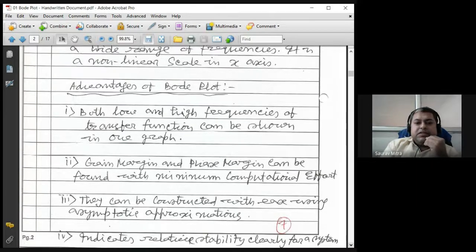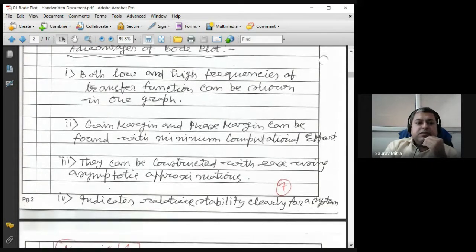What are the advantages of Bode plot? Very important question. Both low and high frequencies of the transfer function can be shown or plotted in the graph. That means what are the amplitudes at very high frequency, what are the amplitudes at very low frequency. All these things can be plotted by using Bode plot. Gain margin and phase margin can be found with minimum computational effort.